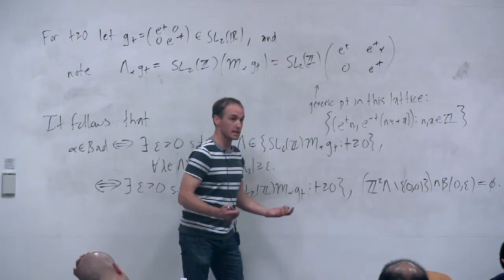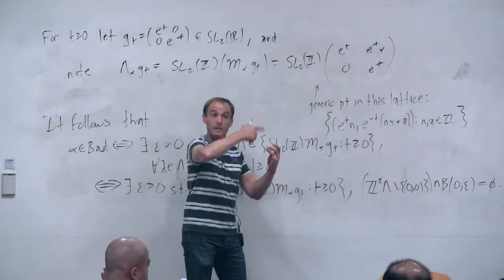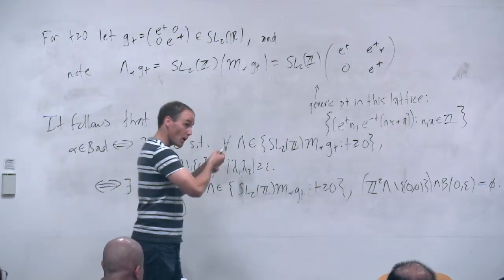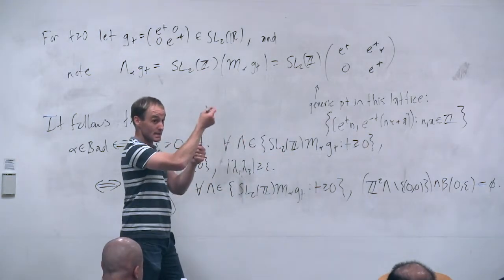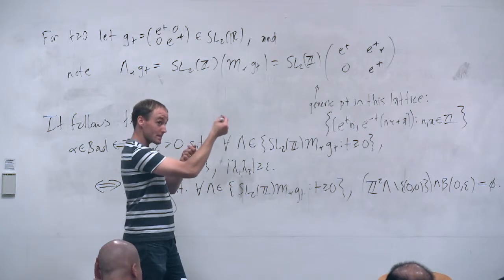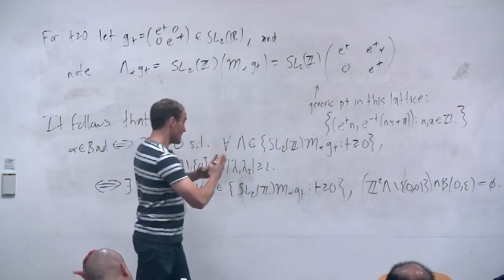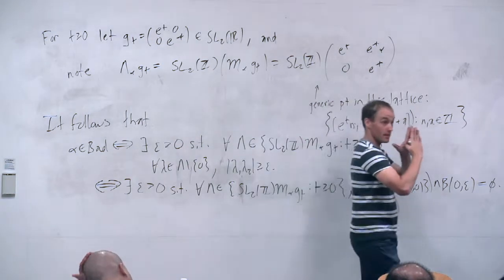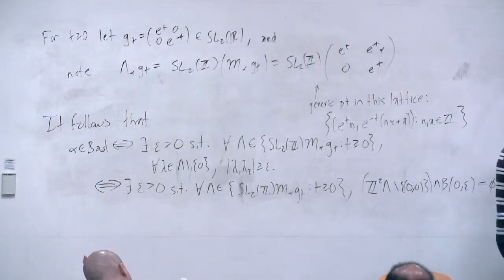the right action by GT, t bigger than or equal to 0, you get some orbit inside your space. No matter what, every point in the orbit represents a lattice in R2. No matter what lattice in R2 you're looking at, all of the non-zero lattice points that you see in that lattice fall outside of the hyperbola that I drew.